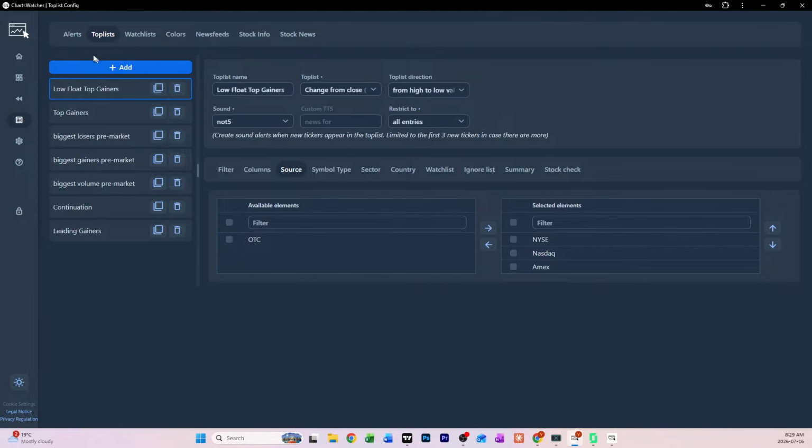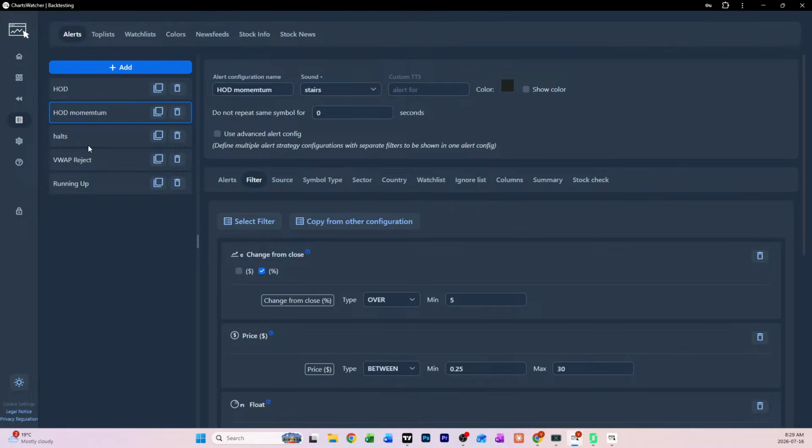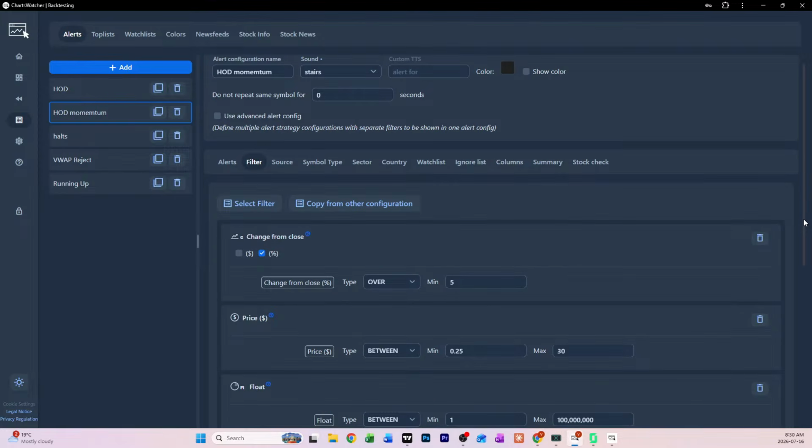I'm just looking at my alerts really quick. I don't use the watch list, by the way. I don't need watch lists. I don't usually make them. It's just kind of a waste of time, in my opinion, for the most part. If they're interesting to watch for the day, then I put them on a side chart, and that's about it. I don't do the whole watch list thing.